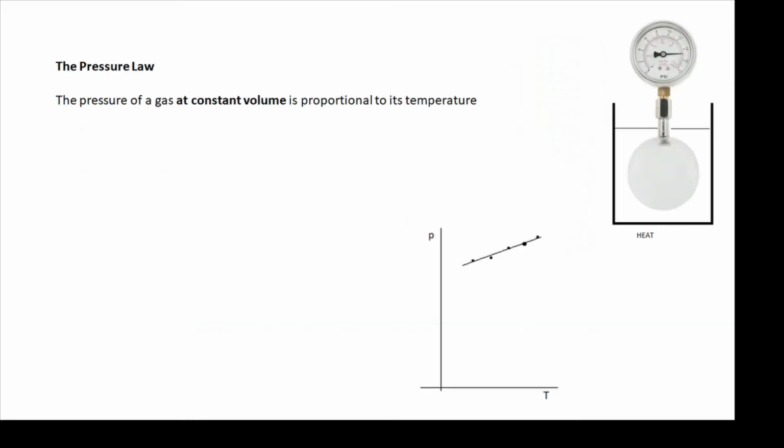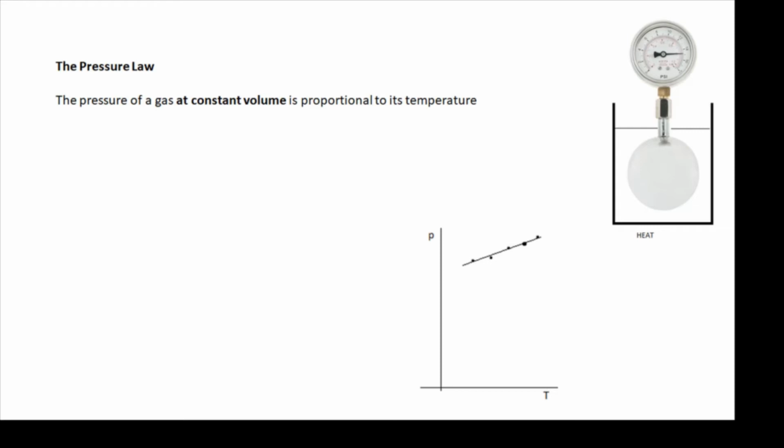So, not in any particular order, the pressure law: the pressure of a gas at constant volume is proportional to its temperature. So pressure is proportional to temperature at constant volume. If we heated up a constant volume of gas, such as in a thing called a jolly bulb, and plotted a graph of pressure against temperature, we would get a straight line.